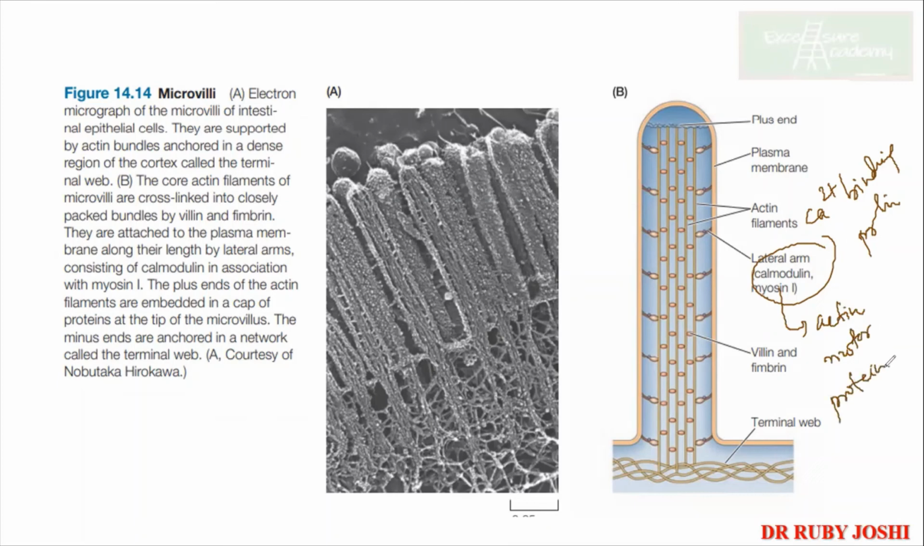So when a microvilli is moving, it is moving because of the myosin. Calmodulin and myosin are making connections between the actin filaments and the plasma membrane. Now, to keep these actin filaments connected or held together, this is done with the help of the fimbrin and the villin proteins. And down below you have the network, this portion, known as the terminal web of actin filaments.